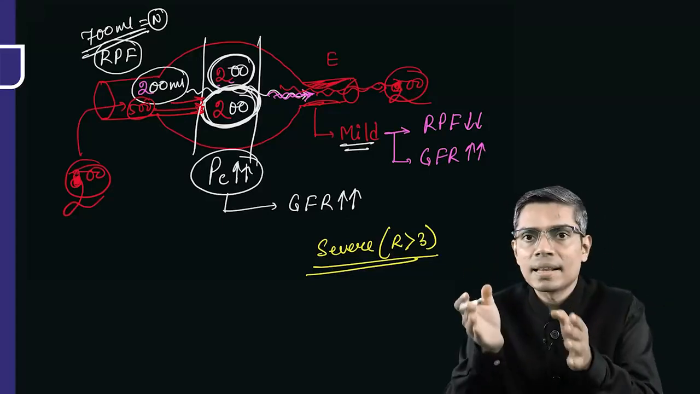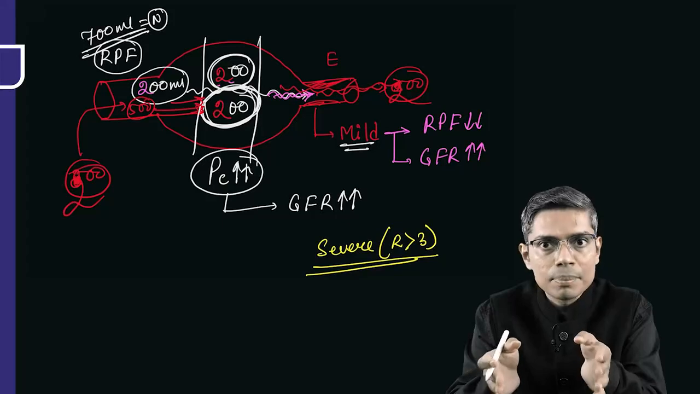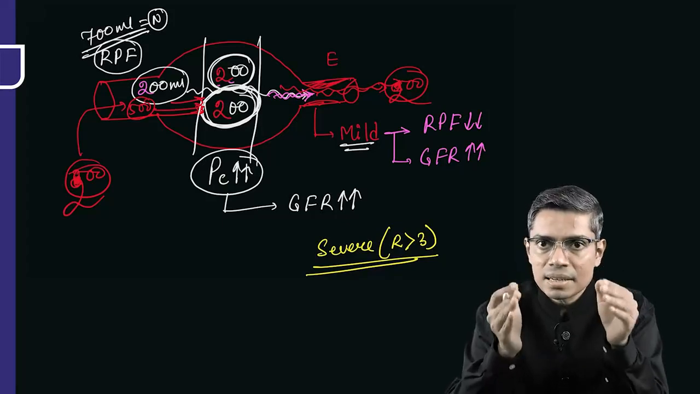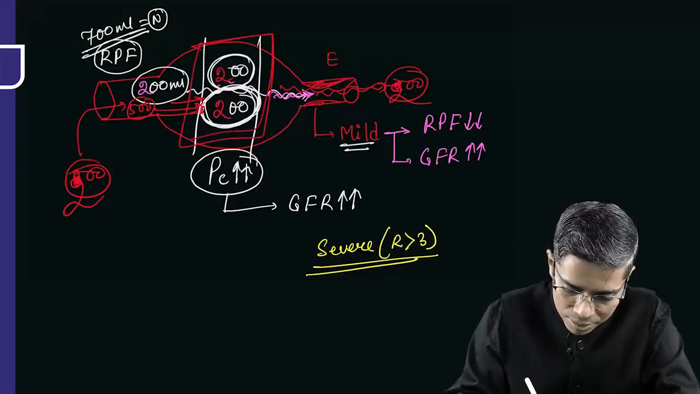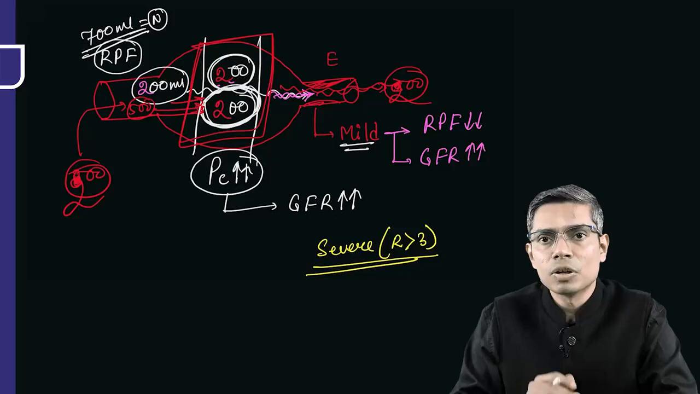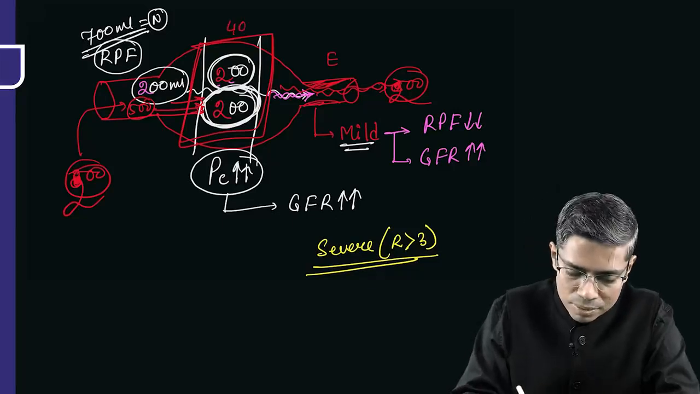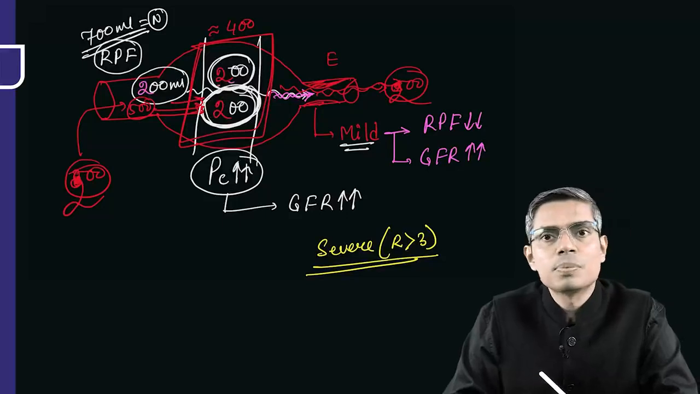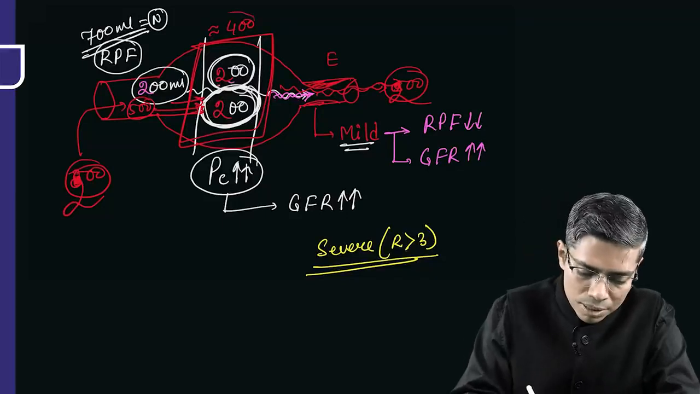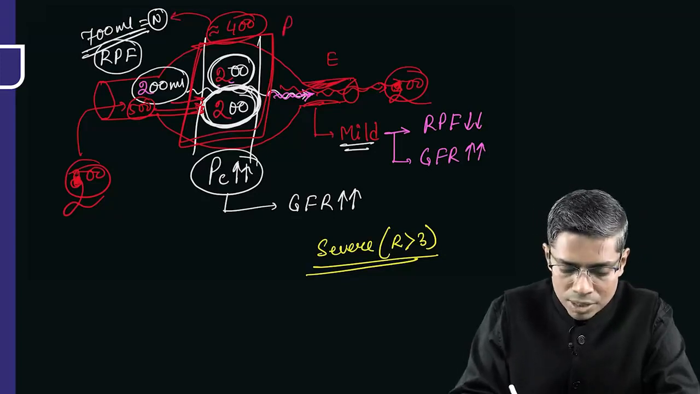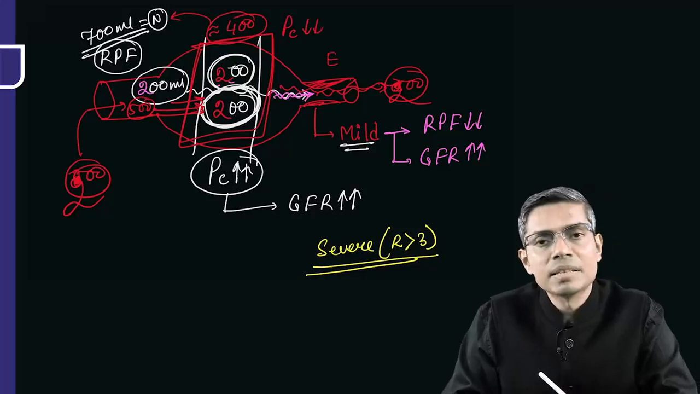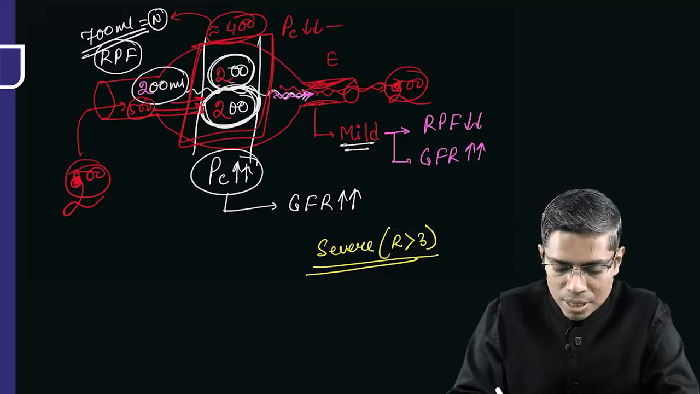In the second minute, another 200 ml of plasma is coming up. So in steady state condition, the total volume of plasma which is staying at the level of the glomerular capillary is approximately 400 ml. This 400 ml is always lesser than the normal volume. So what will happen to the hydrostatic pressure of the glomerular capillary in this condition? Decrease.